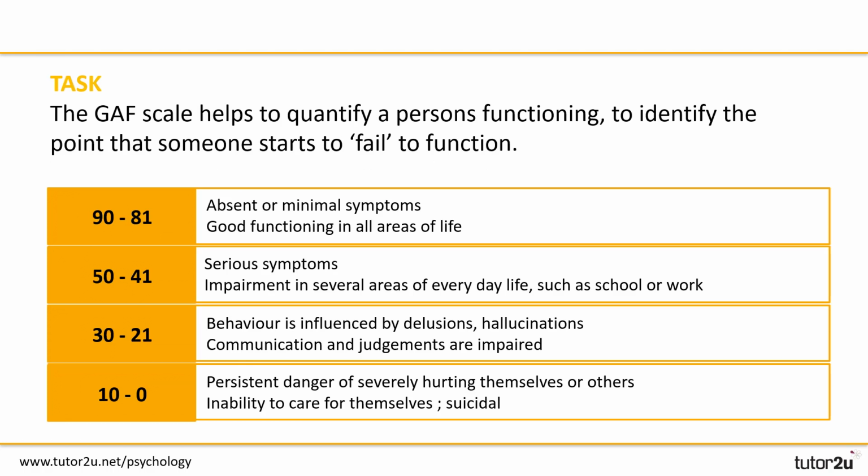Someone with the highest score might have absent or minimal symptoms and functioning is not a problem. Someone with an extremely low score may be given this rating because of persistent danger of severely hurting themselves or others, an inability to care for themselves, or maybe they are demonstrating suicidal behaviours, thoughts, attempts. So we can see why that would be our most severe score. And then in the middle, we can see that there are some serious concerns, but not as serious as those on the lower end.